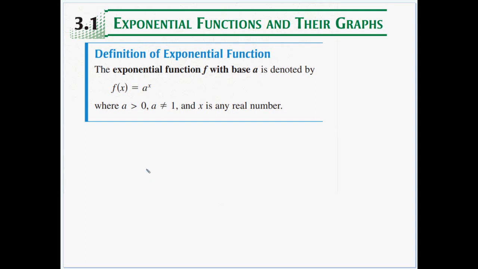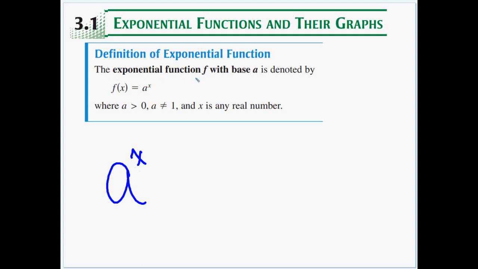What is an exponential function? We're used to seeing stuff like x squared, where the base is the variable and the exponent is some real number. Now we're going to turn that on its head. Now our base, we'll use letter a to represent some number. Now our exponent is the variable.